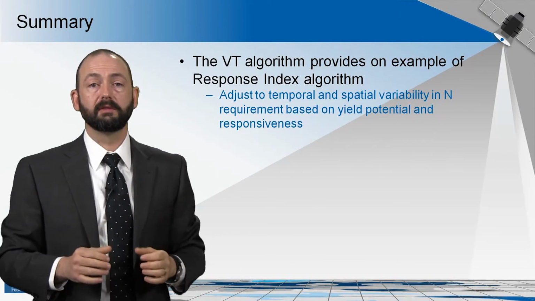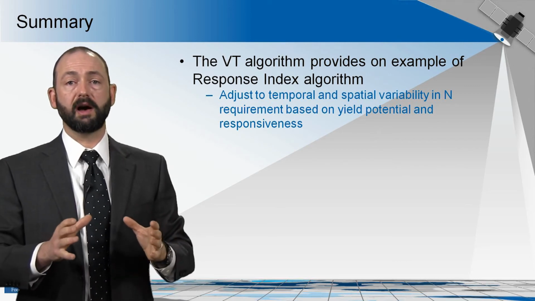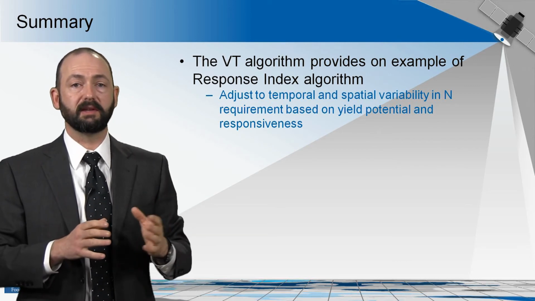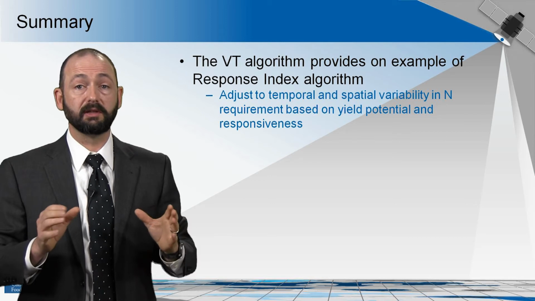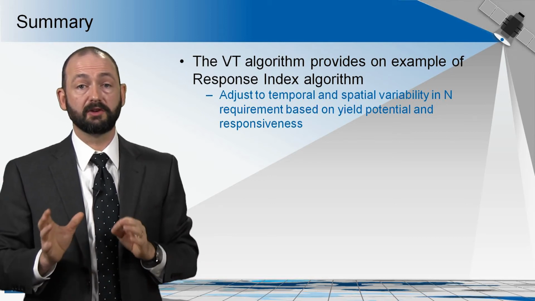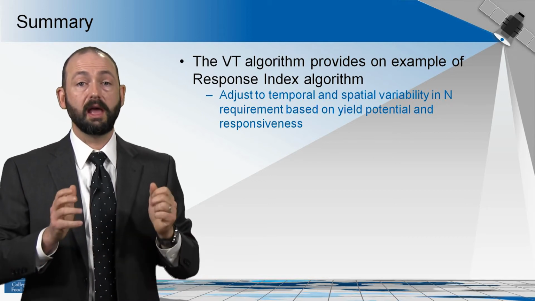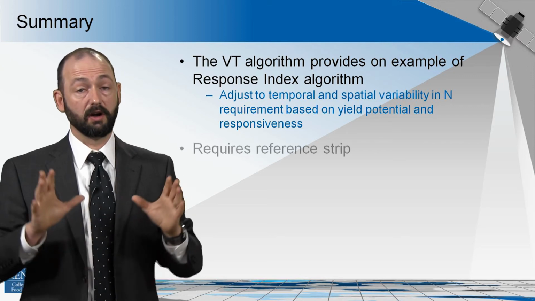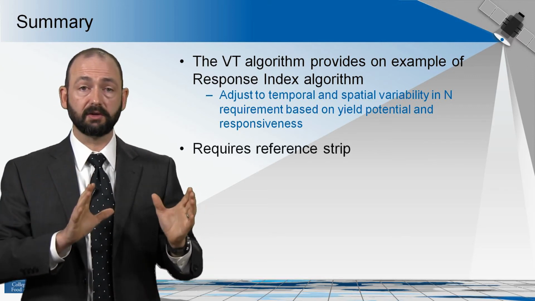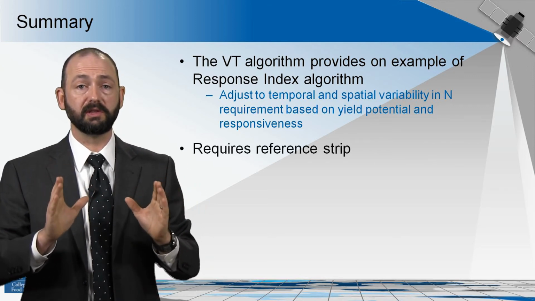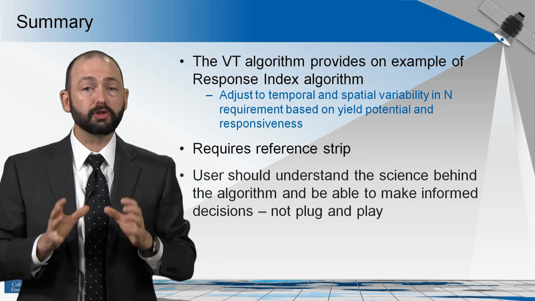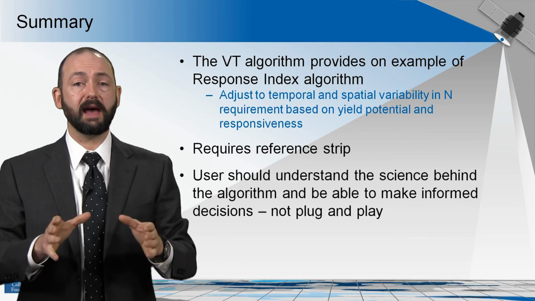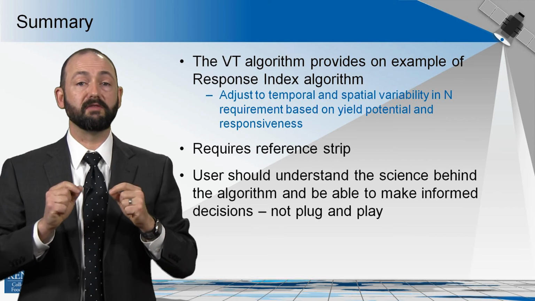So in summary, the Virginia Tech algorithm provides one example of a response index algorithm. It adjusts to temporal and spatial variability and nitrogen requirement based on yield potential and responsiveness. It's going to require reference strips, and in a practical sense, that's the most difficult part of using these sensors. The user should understand the science behind the algorithm and be able to make these informed decisions.